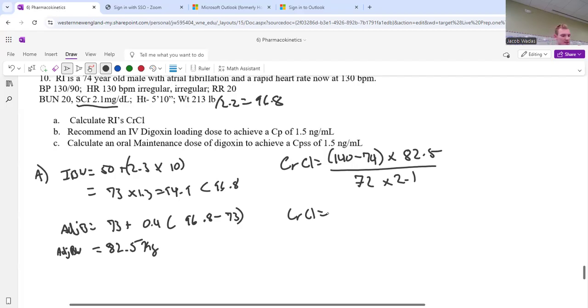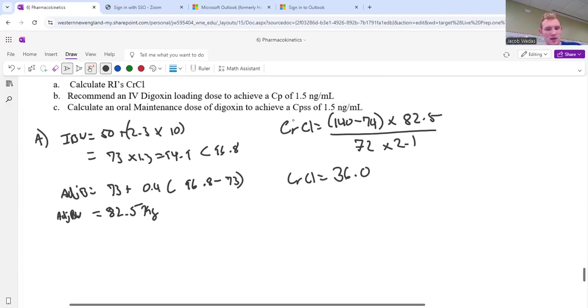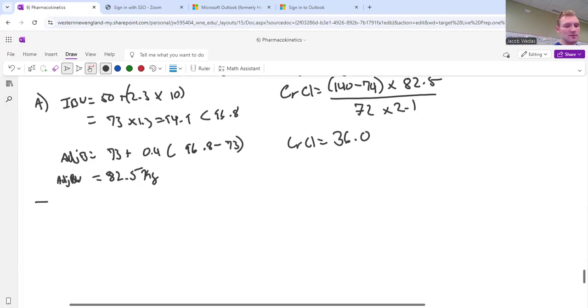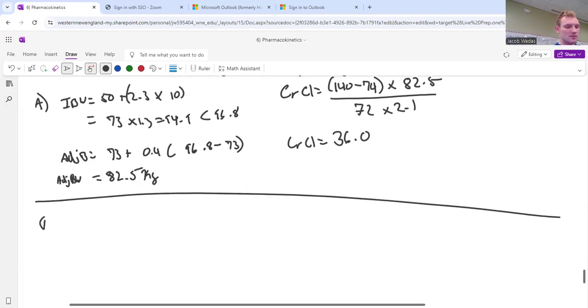You guys got 36 for creatinine clearance? All right, creatinine clearance equals 36.0. Recommend an IV digoxin loading dose to achieve a peak of 1.5 nanograms per milliliter. All right, so for the loading dose.